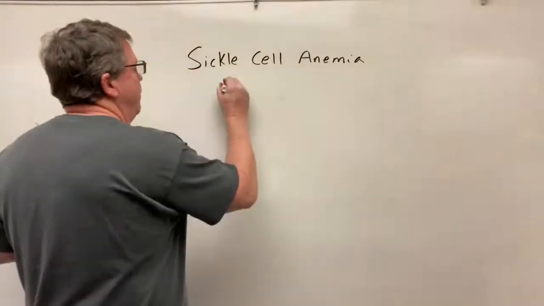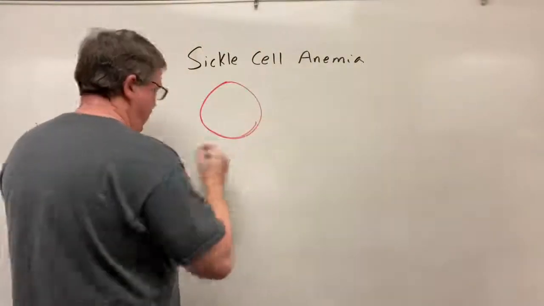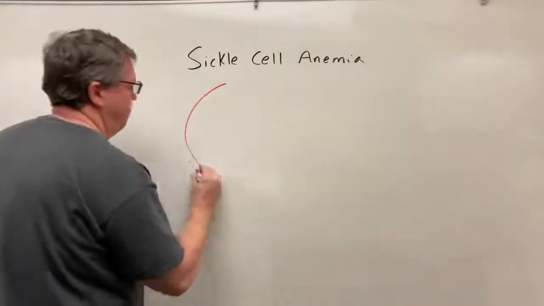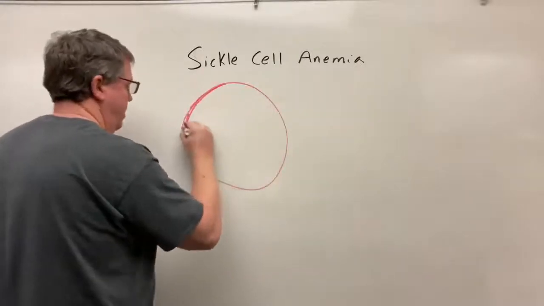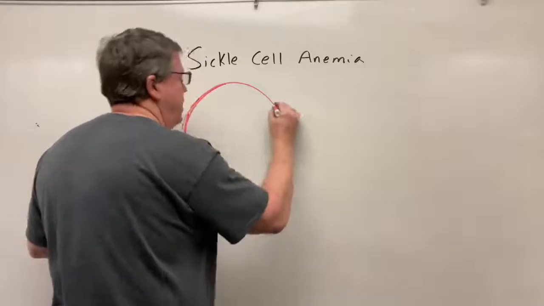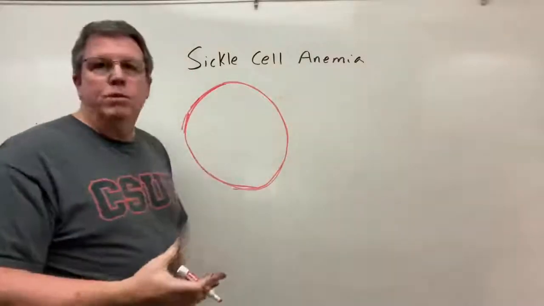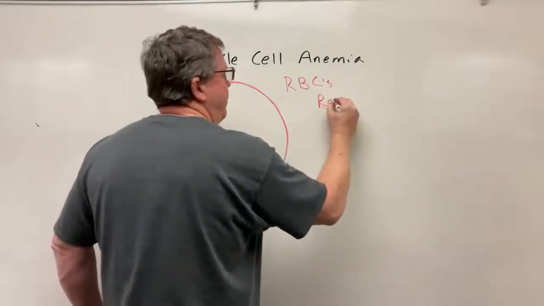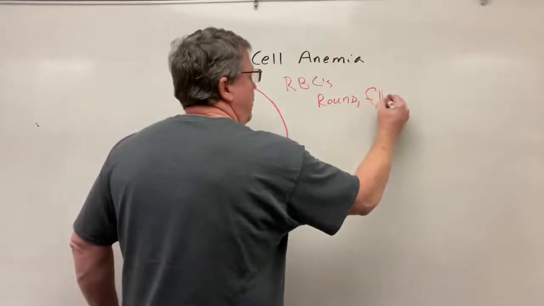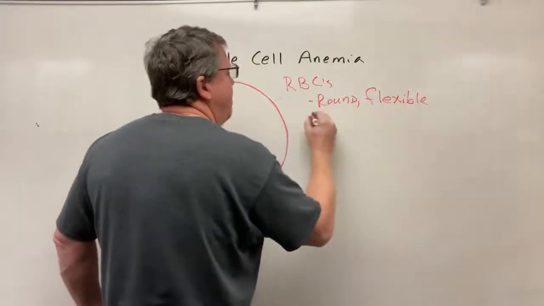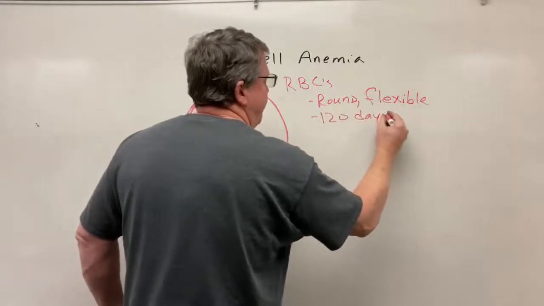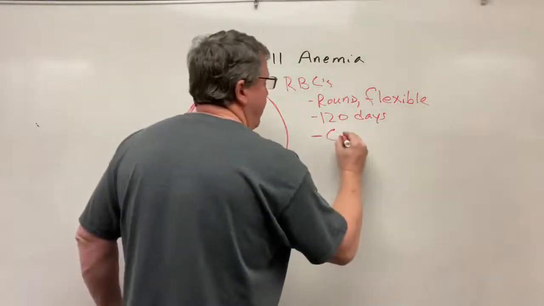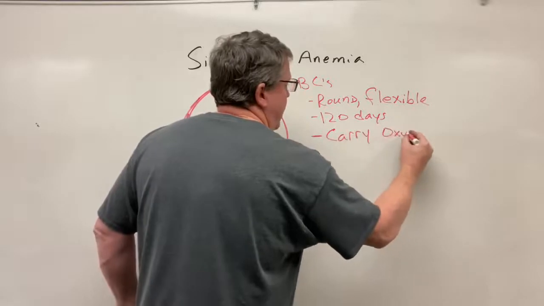The first thing I'm going to do is draw a red blood cell. I'm going to draw this a little bit bigger. So here's my red blood cell. Basically, for the most part, red blood cells are round. They are flexible. They live about 120 days. And the reason we have them is they carry oxygen. We're going to talk about this in just a minute.